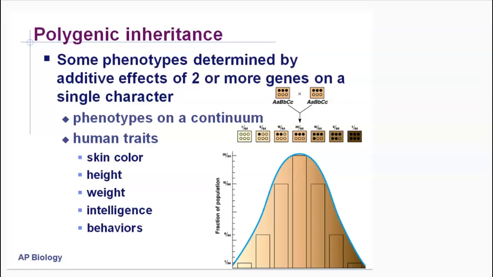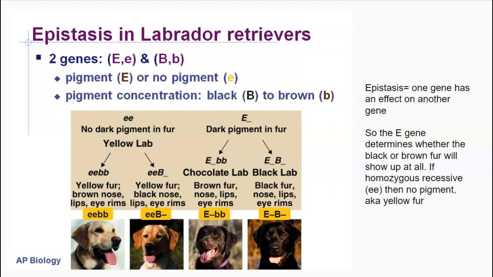Also, you should know that a lot of the things that we think about as common traits are actually determined by many genes. That's called polygenic. So great examples would be skin color, height, weight, intelligence in humans. Okay, these things are not just determined by one gene. It's many genes coming together. And here's an example in dogs. It's called epistasis, where one gene affects another.